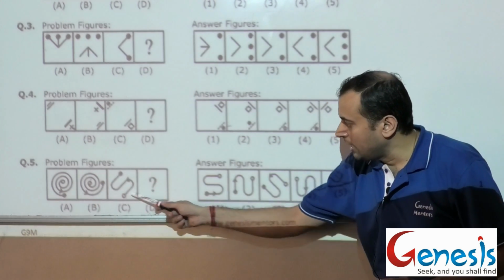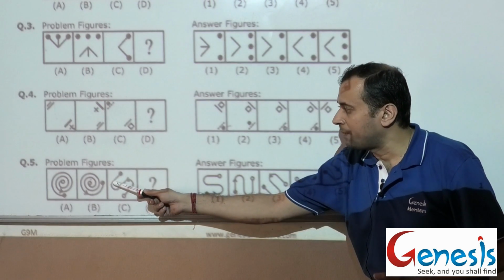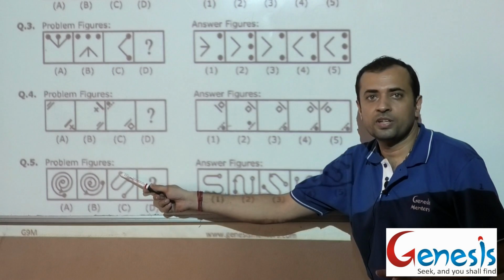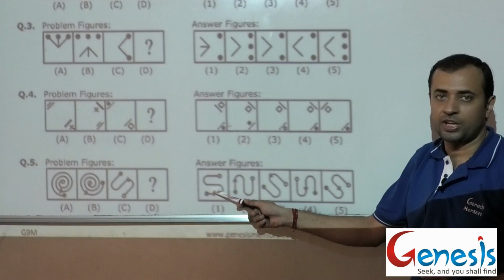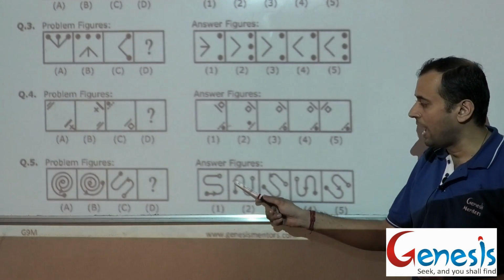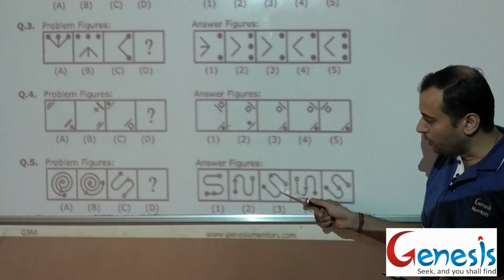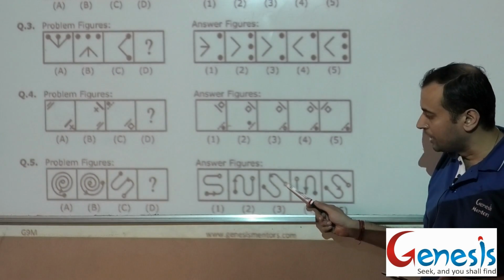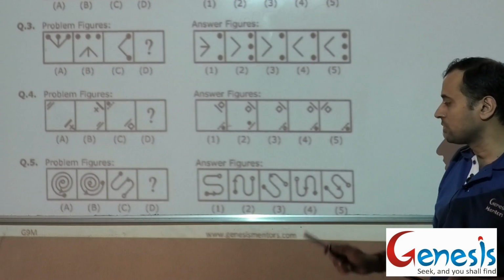So now let's see: the arrow is pointing towards the shaded part, so it should keep pointing towards the shaded part and move towards the shaded part. Now let's see where that is happening. Here the arrow is pointing away from the shaded part. No, it is not correct. Here also the arrow is pointing away from the shaded part. No, it is not correct. Here the arrow is pointing towards the shaded part, but this arrow has moved closer to the unshaded part, right? I want the arrow to move closer to the shaded part. This is also not correct.